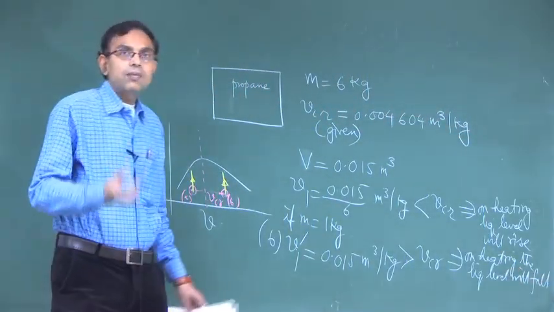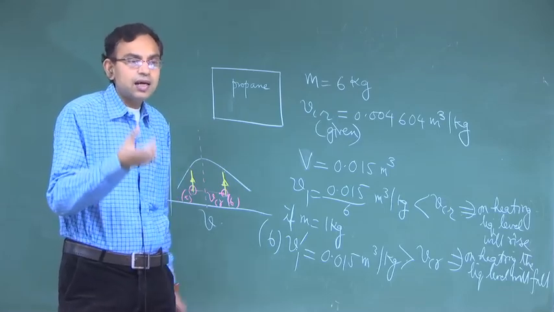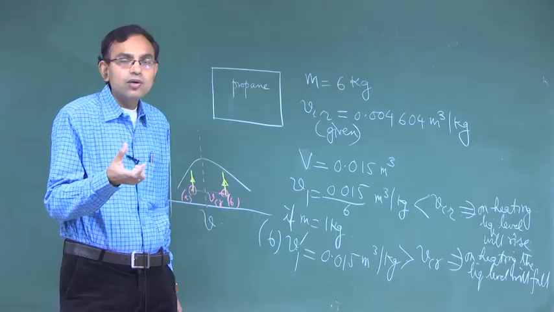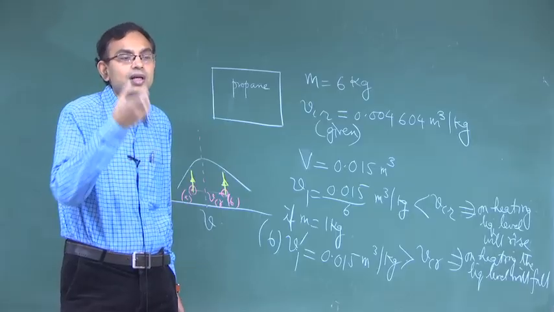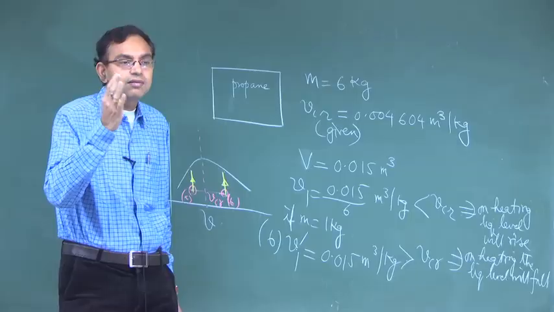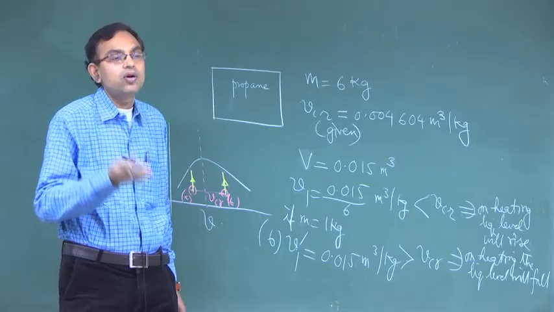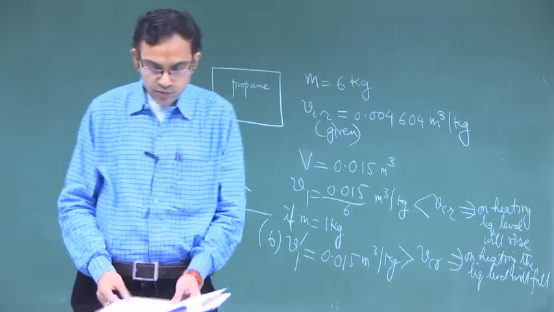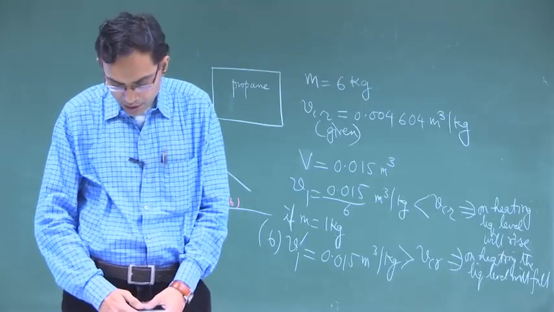So, to summarize, if you heat a substance in a closed space, on heating you cannot trivially say whether the liquid level will rise or fall. It depends on which side of the critical point the volume belongs to. Okay. So, we will work out a last problem.